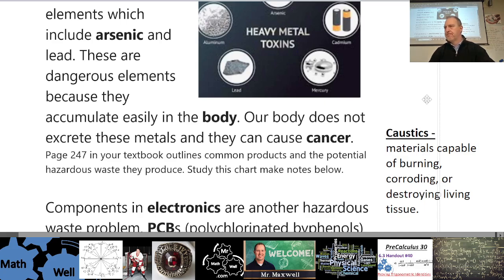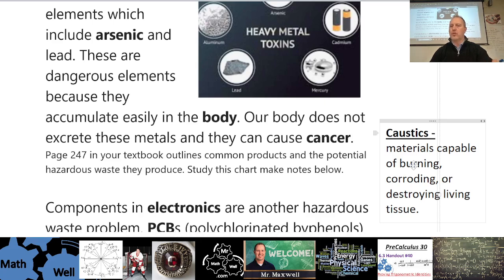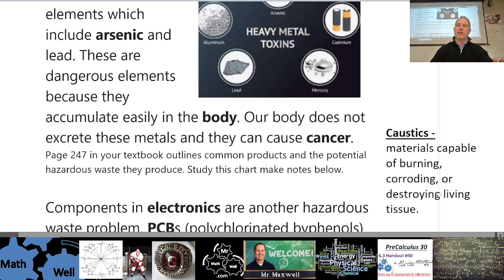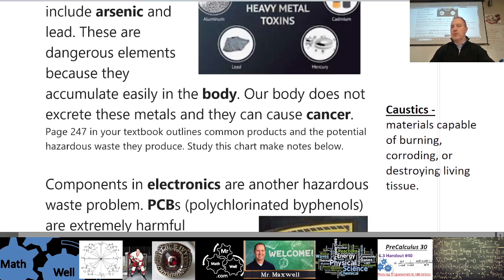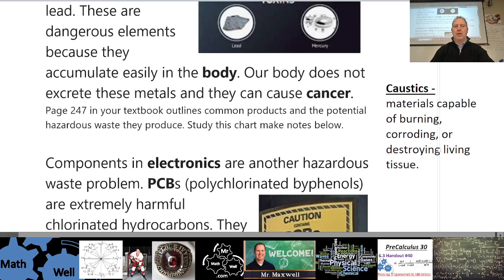What's the difference between burning and corroding? Burning involves oxygen, I suppose. Corroding is not necessarily involving oxygen. Burning is a combination of oxygen to generate the reaction. You might see a flame, but with corroding you probably wouldn't see a flame. Burning, corroding, and destroying have very slight differences, which we won't really get into now. That'll be bio or chem, but just so you know, destroying living tissue. All right, let's keep going.